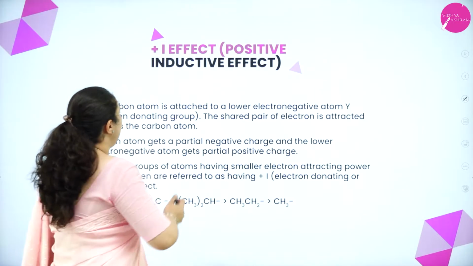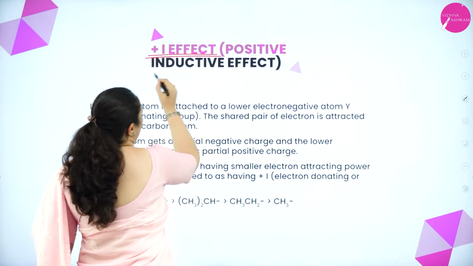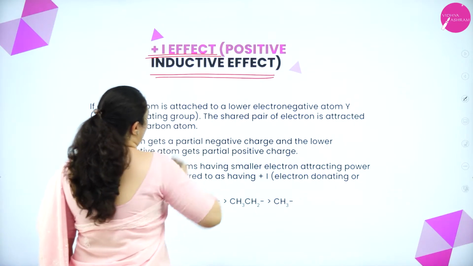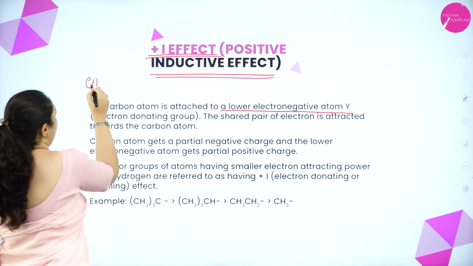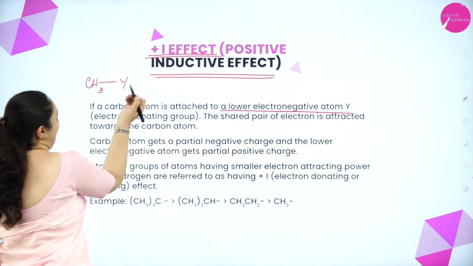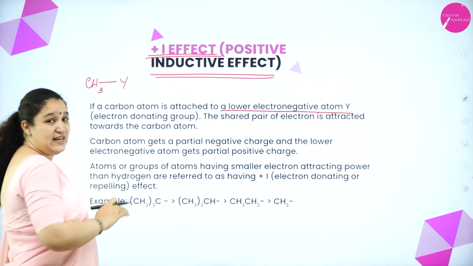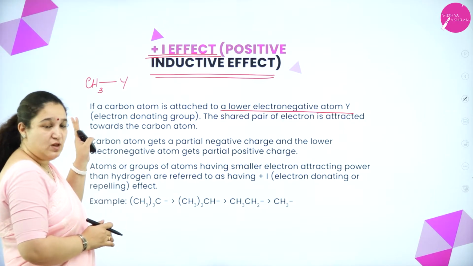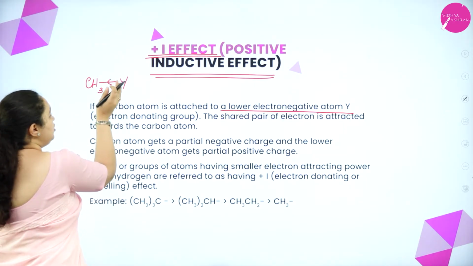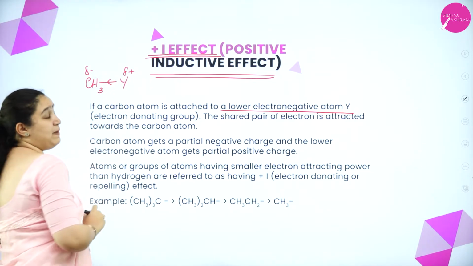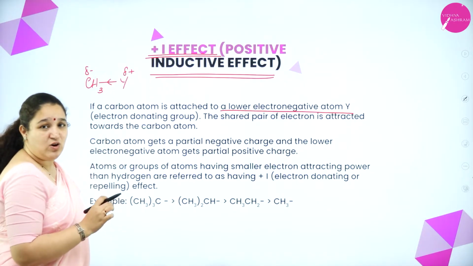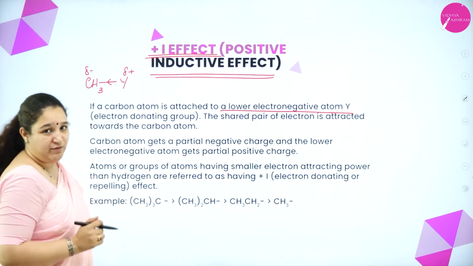Next is plus I effect, okay, or positive inductive effect. Now for example, if I take CH3 group attached to an atom Y which is less electronegative than carbon. So now the electron is pulled towards the carbon atom. So this gets the partial negative charge and this gets the partial positive charge. Then we call it plus I effect.